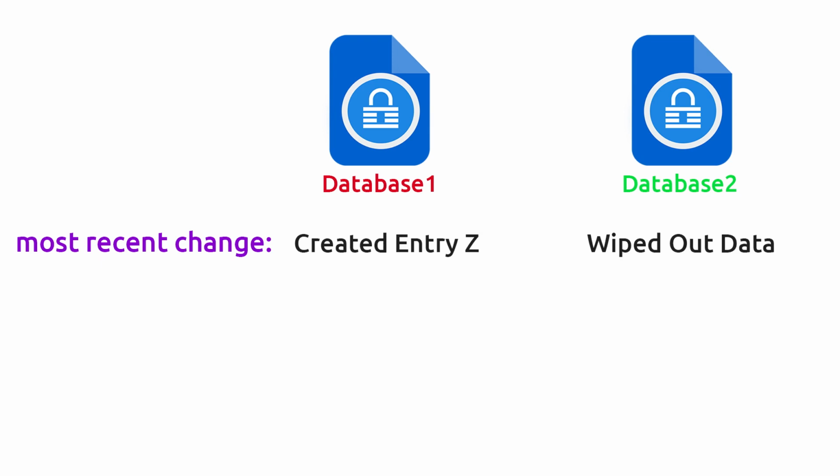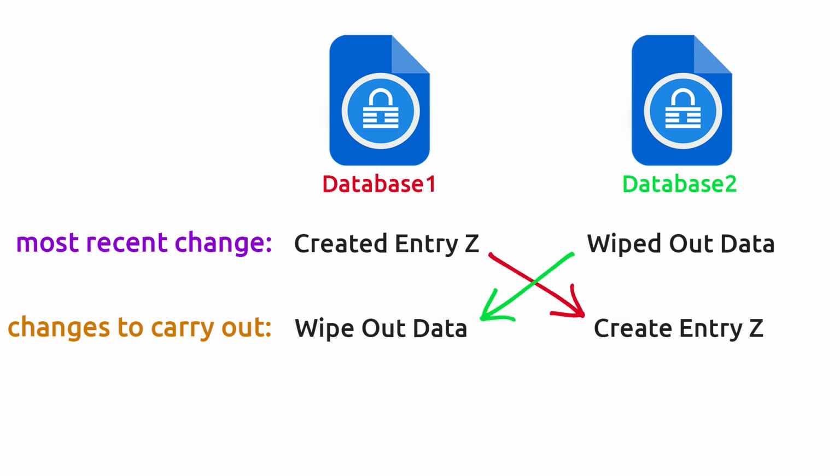If I create an entry Z in database 1 and also at the same time decided to wipe out the content of database 2, then both actions will take effect on both databases, which means database 1's entries will all be gone. That's why I treat the backup database as read-only. I just never edit it, okay?